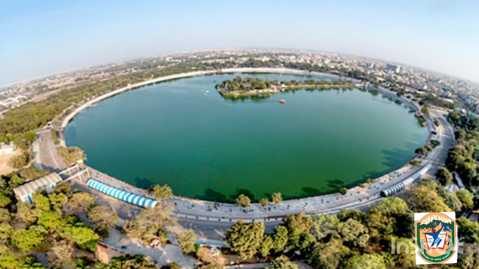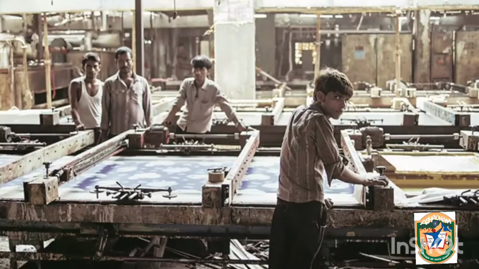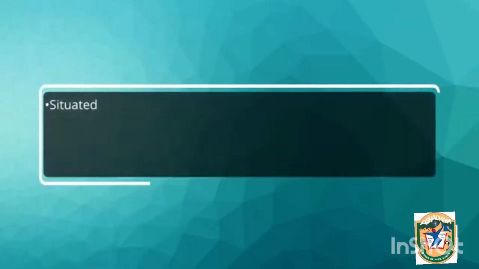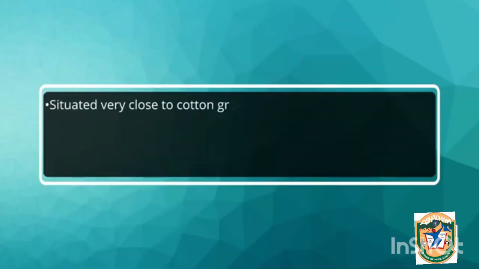Ahmedabad city lies on the bank of Sabarmati river in the state of Gujarat. The city saw its first mill being established in 1859. After Mumbai, the city was considered the second largest center of the cotton textile industry. Hence, it was always referred to as the Manchester of India.